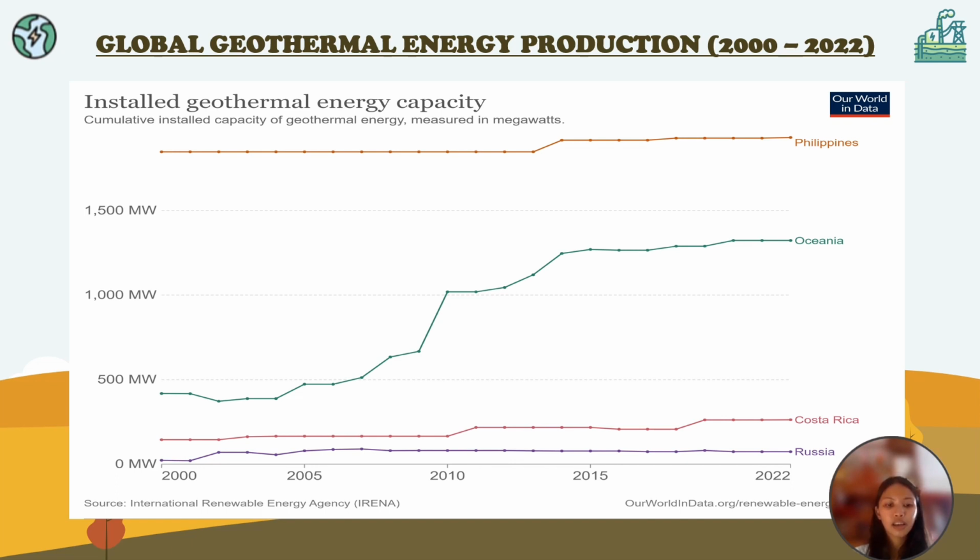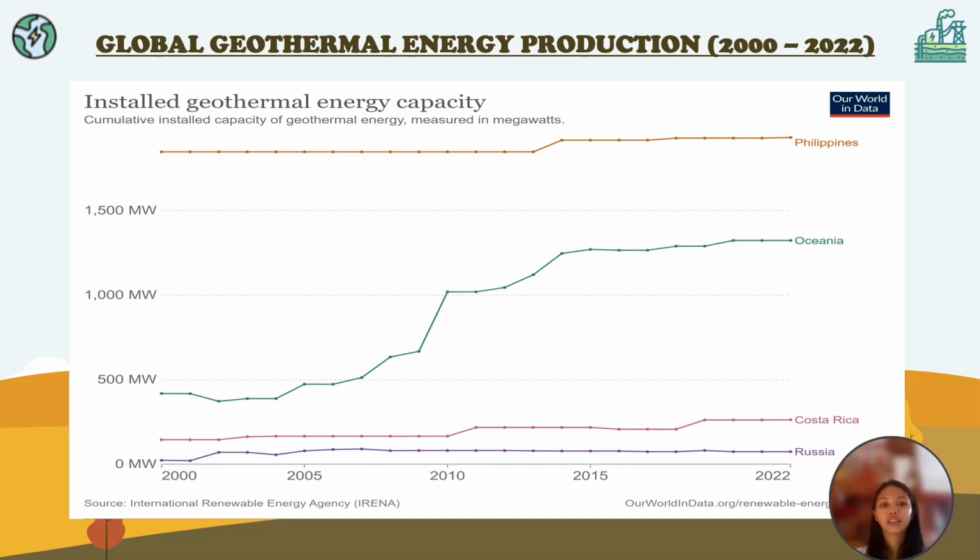Russia is presented by the line in violet or purple color. The bottom, this is Russia. This country might have untapped geothermal potential, but other energy sources have likely taken precedence.